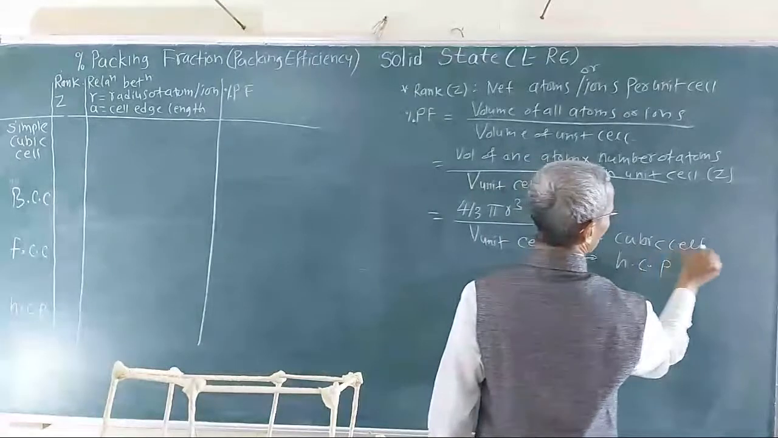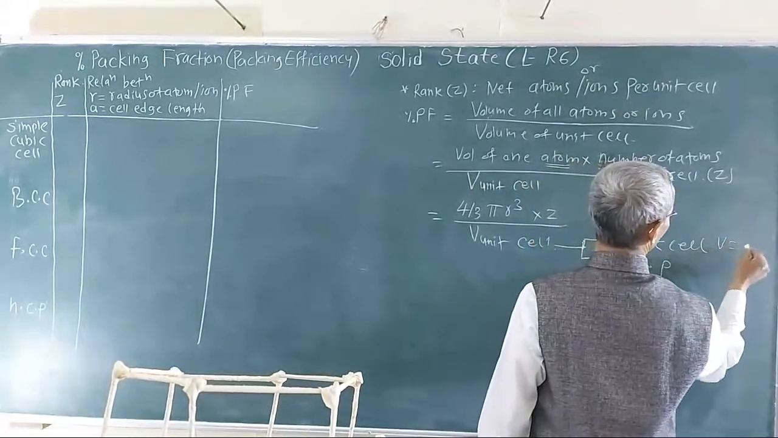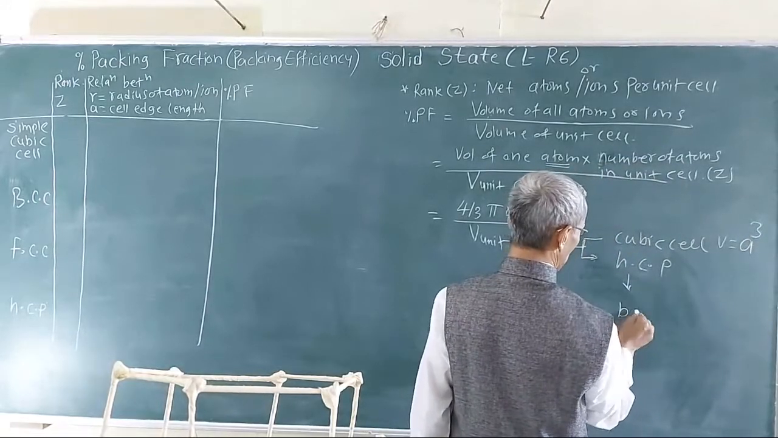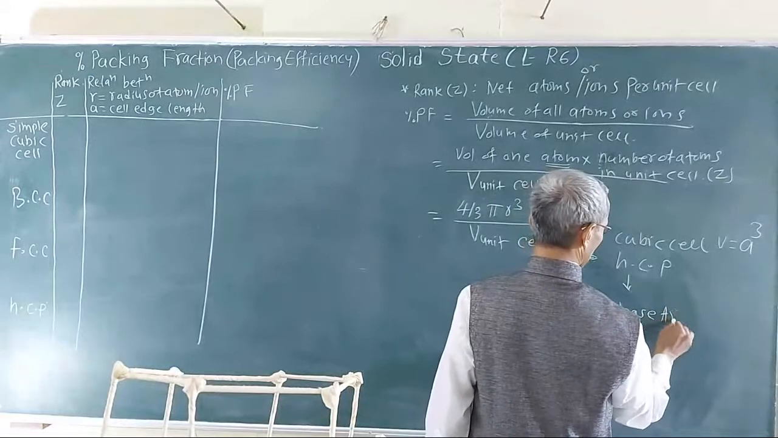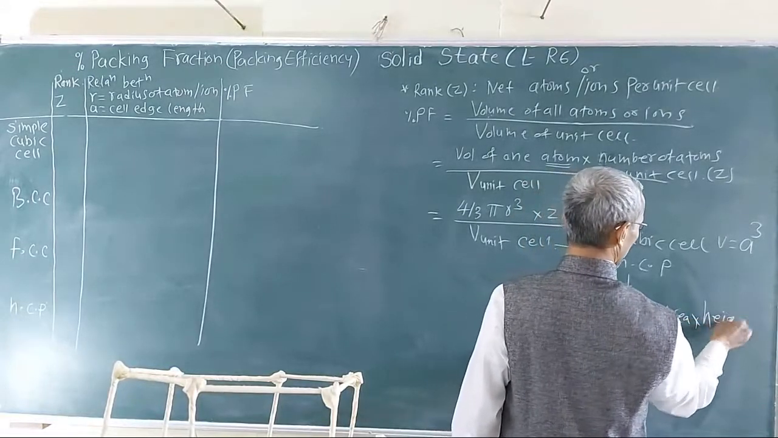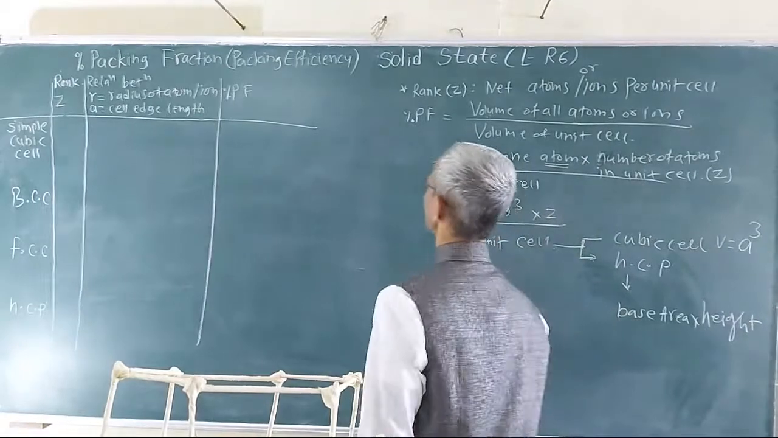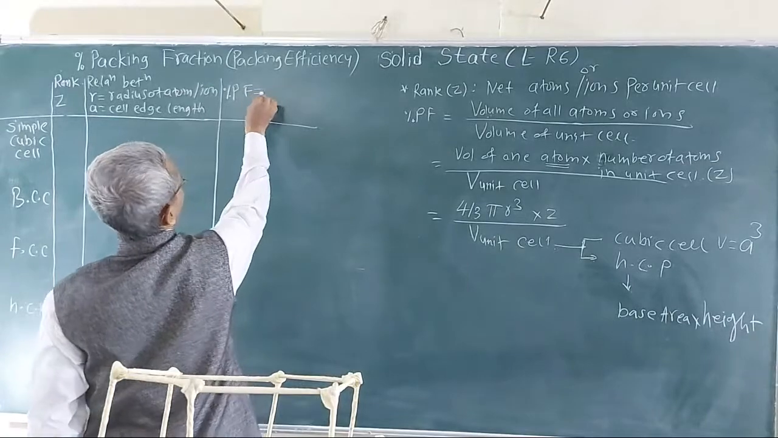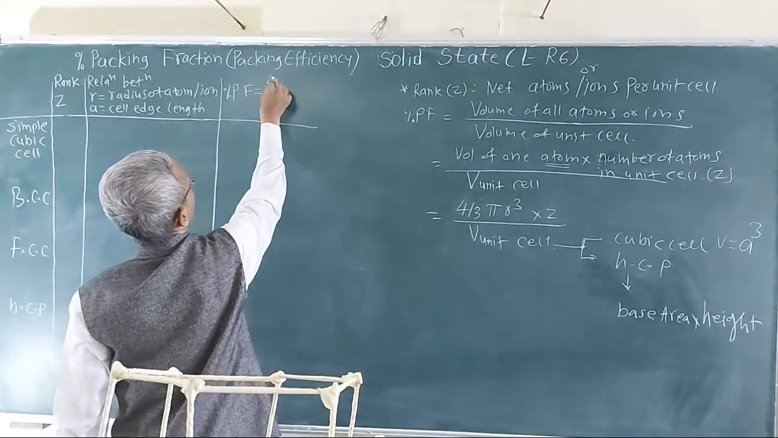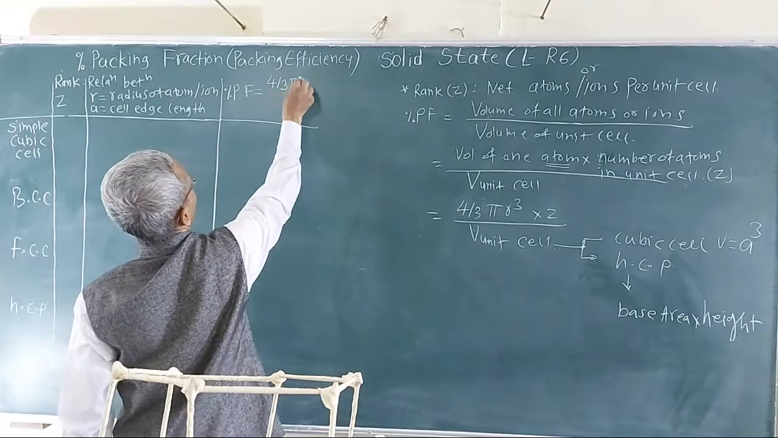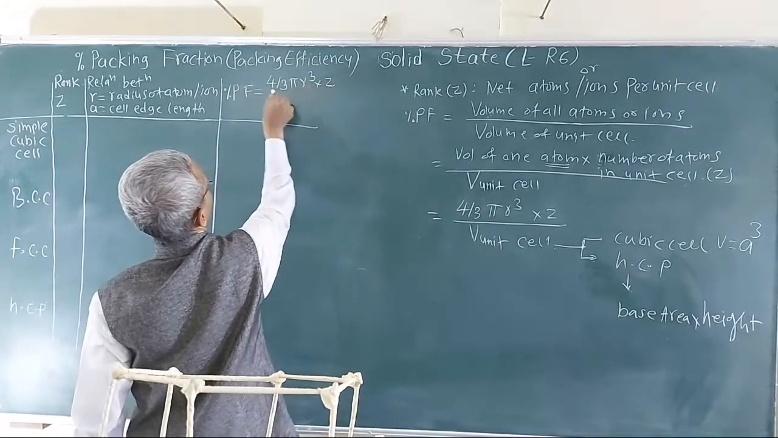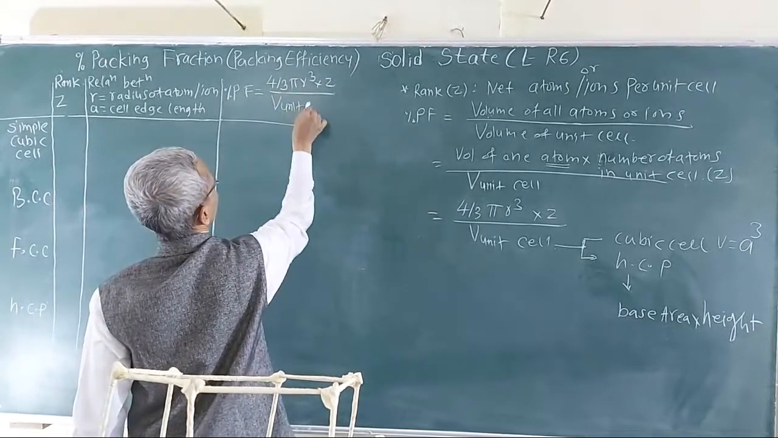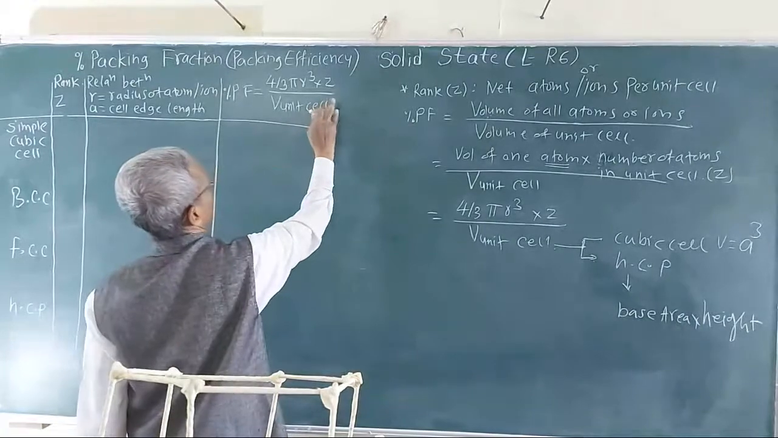So in this case, the volume of the cube is given by a cube, whereas for the HCP, it is the base area into the height. Okay. So consider this: the percentage packing fraction is equal to directly 4/3 pi r cube into Z upon the volume of the unit cell. Okay.